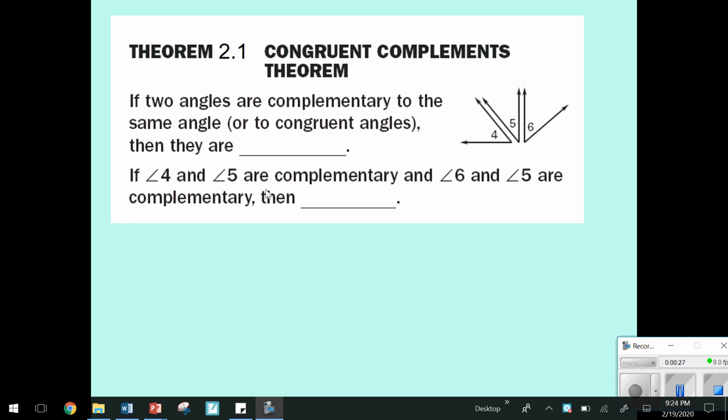And it says if angle 4 and angle 5 are complementary, so if you look at our diagram, they're saying 4 and 5 have to add up to 90. And then they tell me 6 and 5 are complementary. So 6 and 5 add up to 90. Then that tells me that 4 and 6 have to be exactly the same thing.